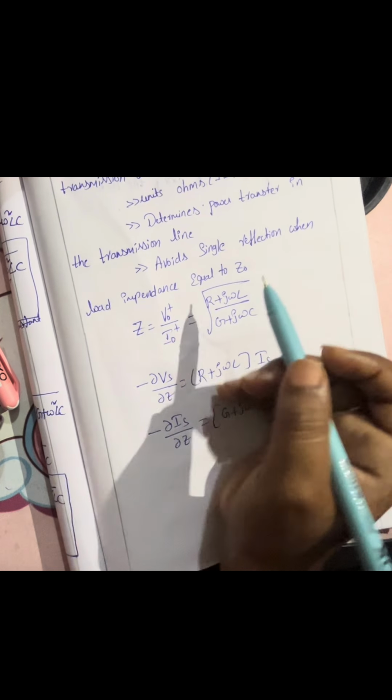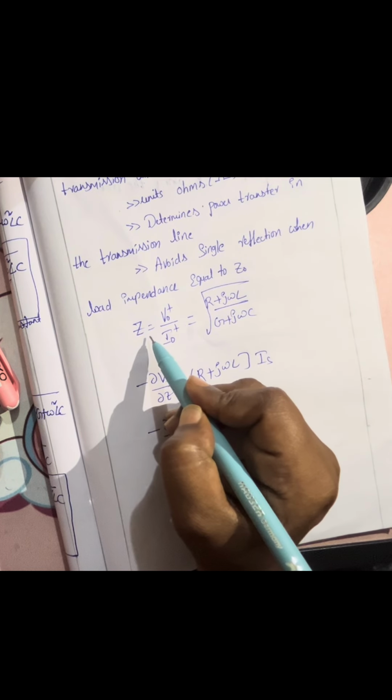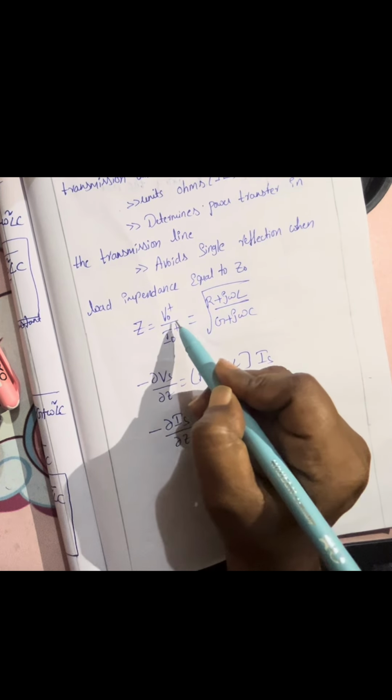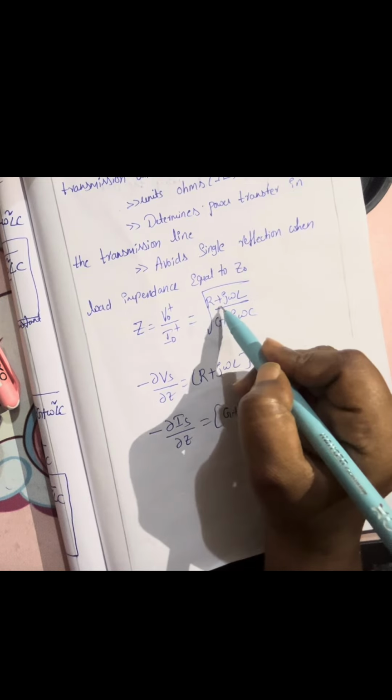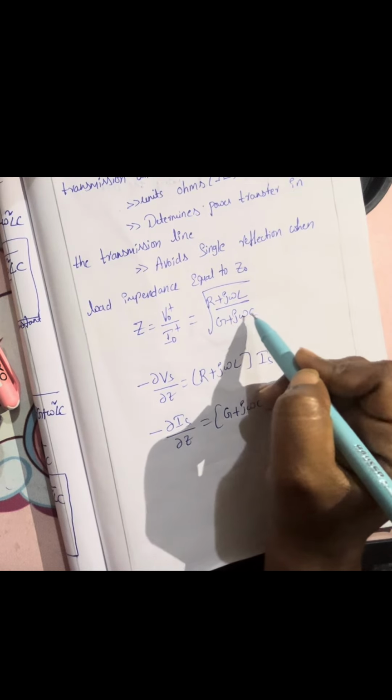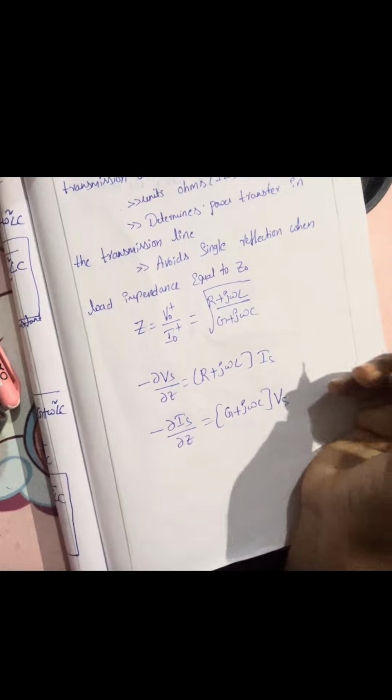Okay? First of all, what is characteristic impedance? The final formula: Z equals V naught plus by I naught plus, equals root over R plus j omega L into G plus j omega C.